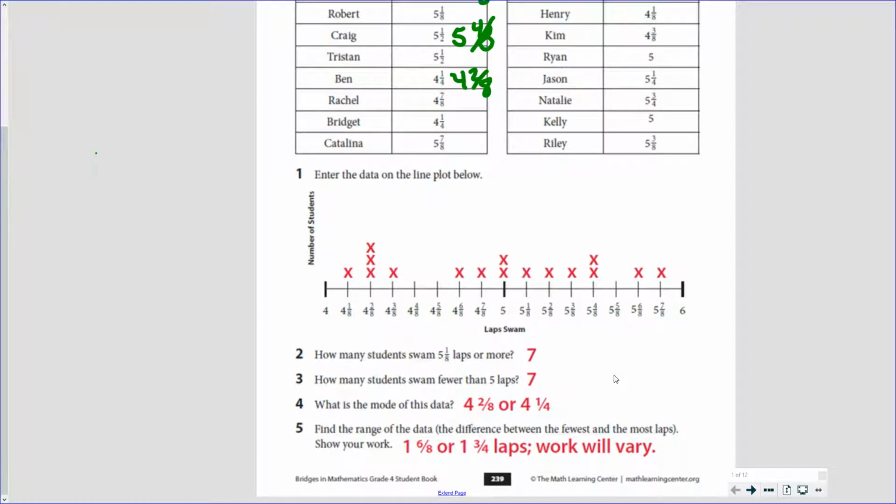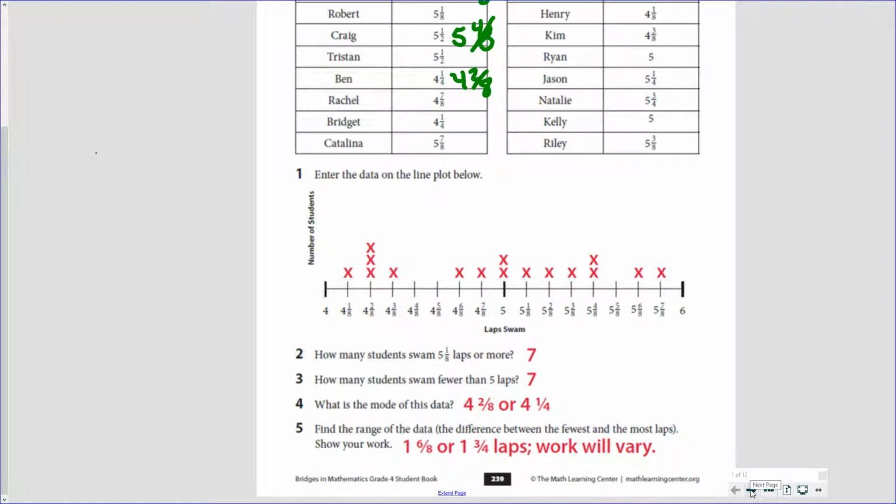And then finally, for number 5, we are looking at the range. The range, again, is taking the highest data point and subtracting the lowest data point. So the highest data point for this is 5 7/8. The lowest data point is 4 1/8. If we take 5 7/8 minus 4 1/8, that's how they came up with the 1 6/8. So that's what range is.